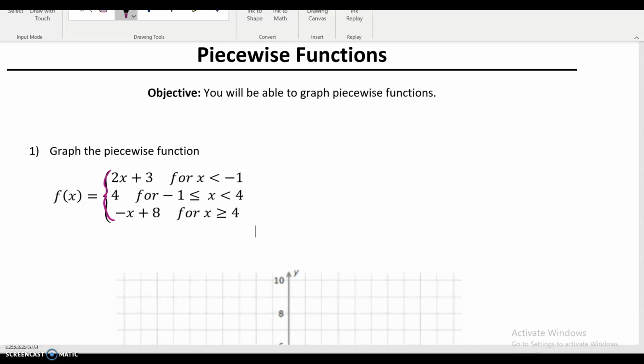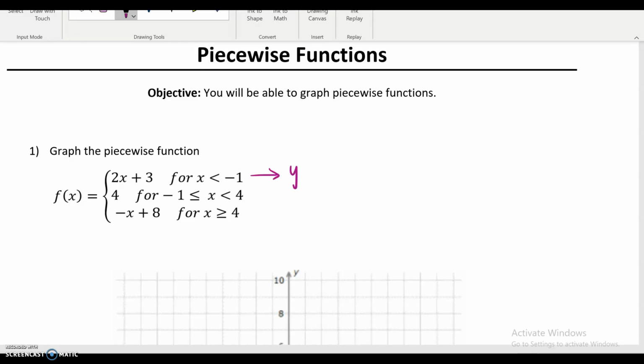This curly bracket is just grouping those three functions together. For a piecewise function, you could have two different equations, you could have three different equations, you could have 10 different equations, but this one in this case has three different equations grouped together by that curly bracket. And all three of these equations together make up f of x, our function. Okay, so these equations shouldn't look too unfamiliar.